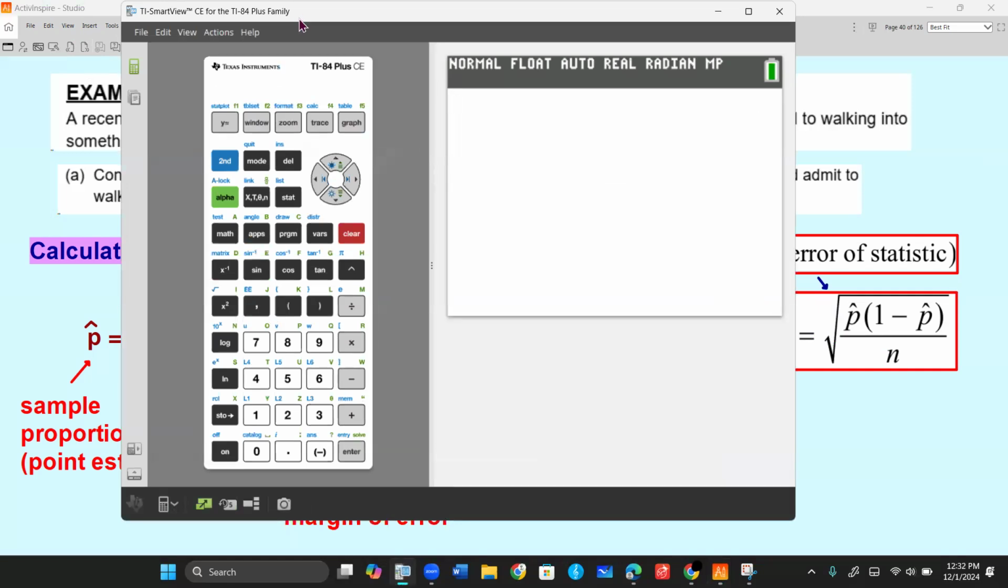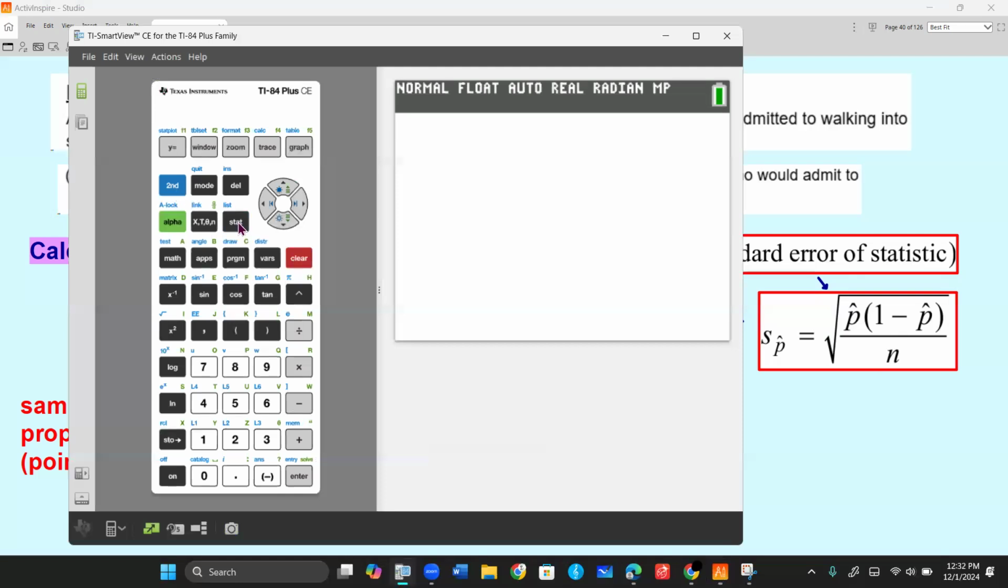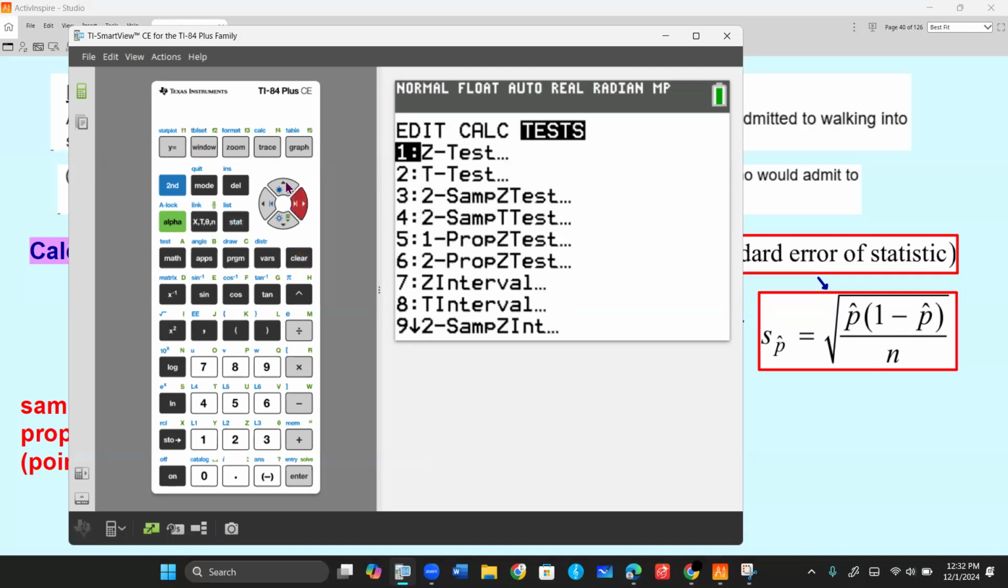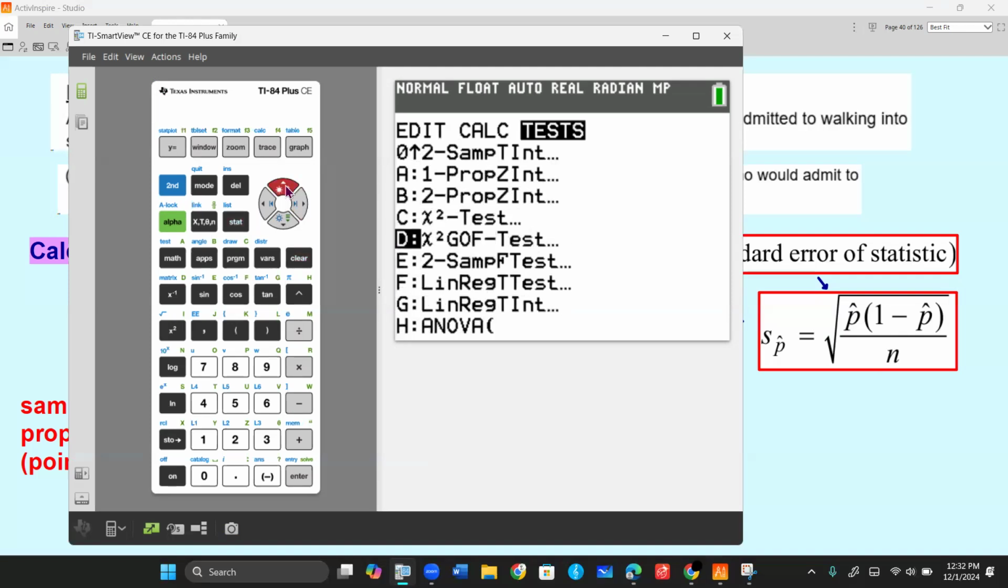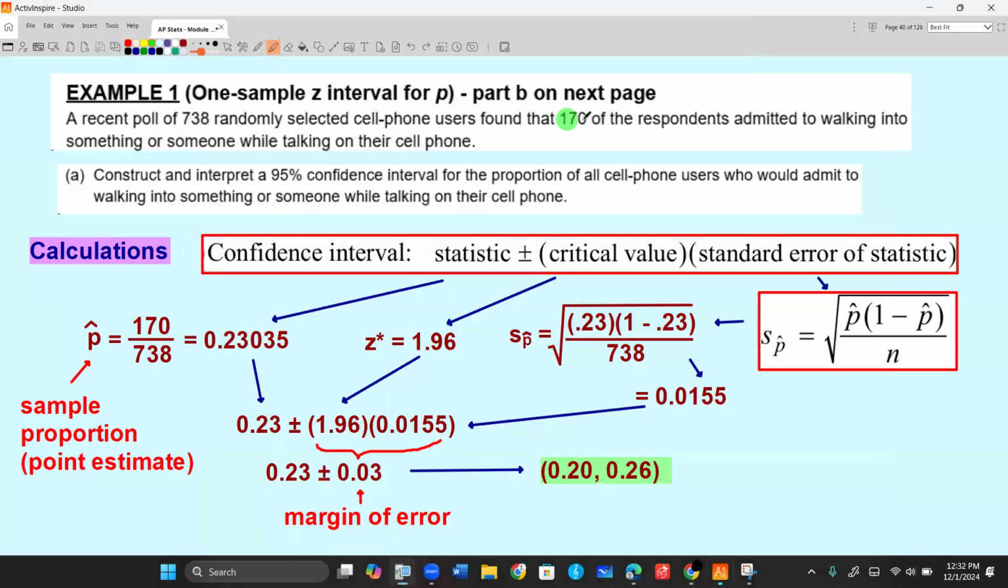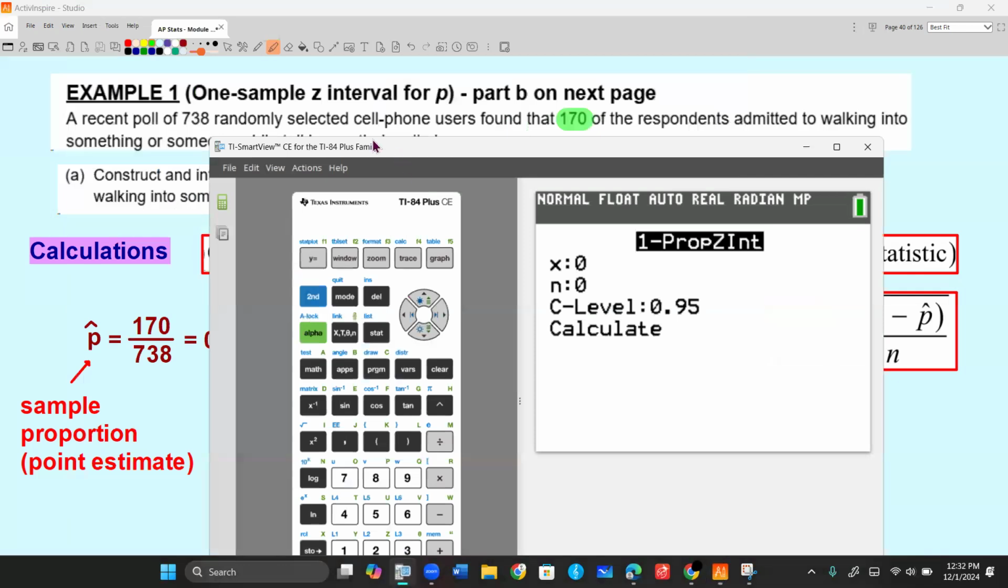So what you'll do is you'll open up your calculator and you're going to go to Stat, go to Tests, and your calculator calls this the one prop Z interval. It's one sample Z interval for p, so one proportion Z interval. So the x represents the number of successes. In this case here, it's going to be 170. So we're going to put 170 on top.